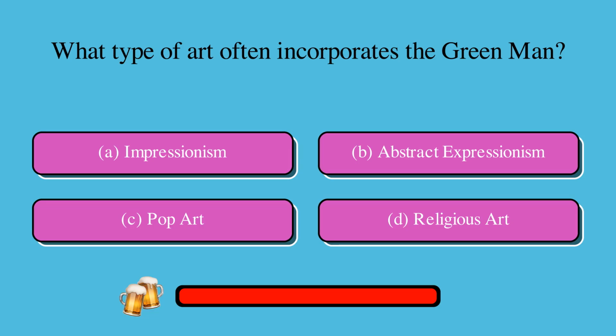What type of art often incorporates the Green Man? Is it A, Impressionism, B, Abstract Expressionism, C, Pop art, or D, Religious art? The correct answer is D, Religious art.